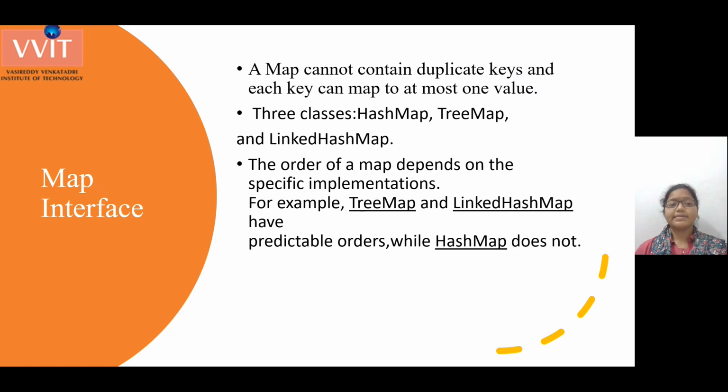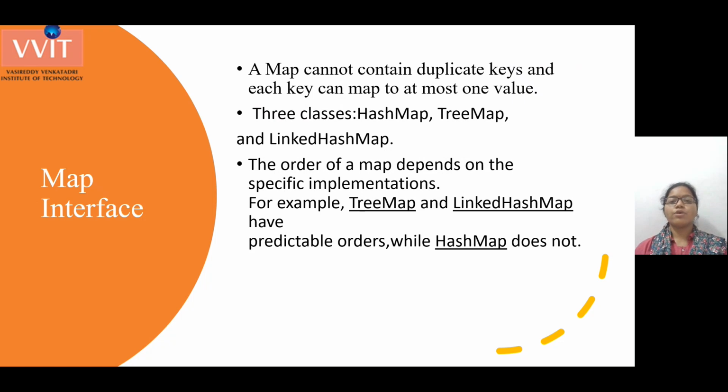There are three main classes in the Map interface. They are HashMap, TreeMap, and LinkedHashMap. According to our requirement, we will use any of the implementations of these three classes. In TreeMap and LinkedHashMap, we can predict the order in which the key-value pairs will be stored in the map. Whereas in HashMap, we cannot predict the order. These are the three classes available in the Map interface.